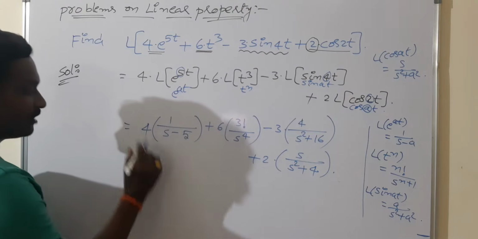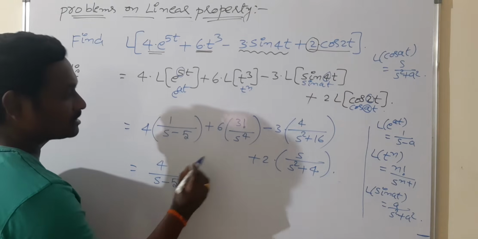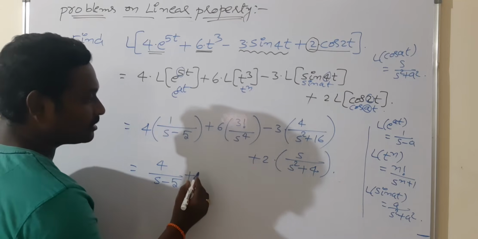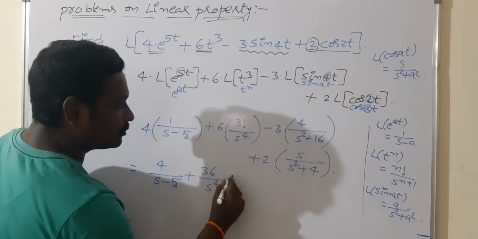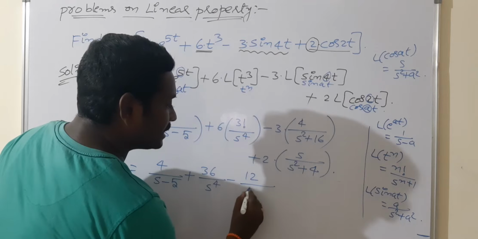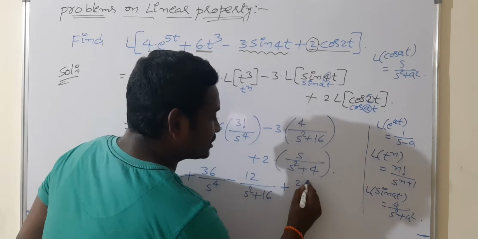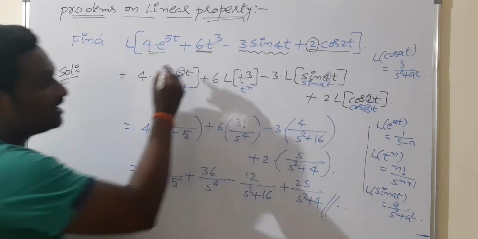So 4 into 1, 4 ones are 4. 4 by s minus 5, plus what is 3 factorial? 3 factorial is 6. 6 sixes are 36 whole by s power 4, minus 3 fours are 12 by s square plus 16, plus 2 into s, 2s by s square plus 4. This is the answer of the given problem.